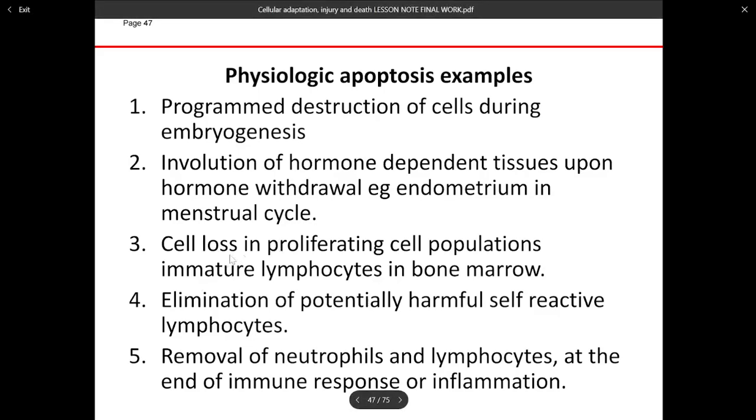Then there's cell loss in proliferating cell populations, such as immature lymphocytes in bone marrow. Fourthly, there's elimination of potentially harmful self-reactive lymphocytes, and removal of neutrophils and lymphocytes at the end of an immune response or inflammation. All these are physiologic apoptosis, right? Take note, all these are physiologic apoptosis.